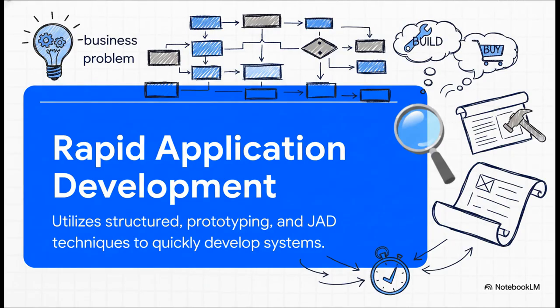Then you have RAD, which stands for Rapid Application Development. I like to think of this as the greatest hits approach. This is what you use when speed is your number one priority. It basically mashes together the organization of structured design, the user feedback you get from prototyping, and one other key ingredient, all with the single goal of building a working system as fast as humanly possible.